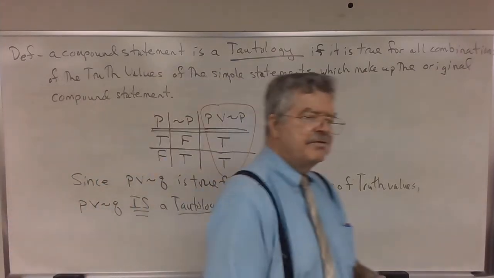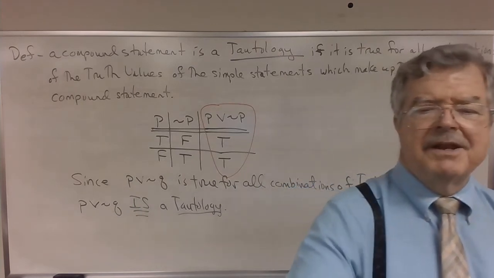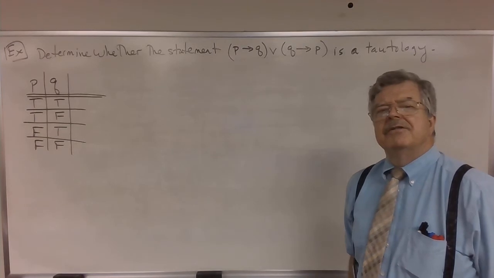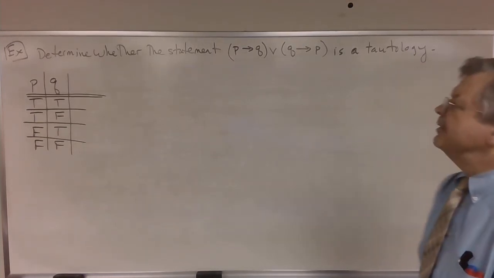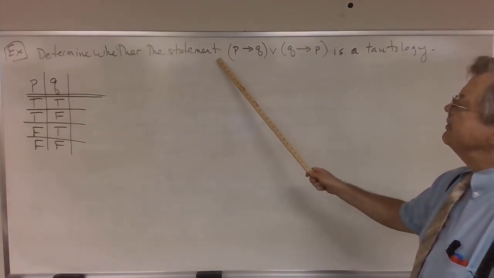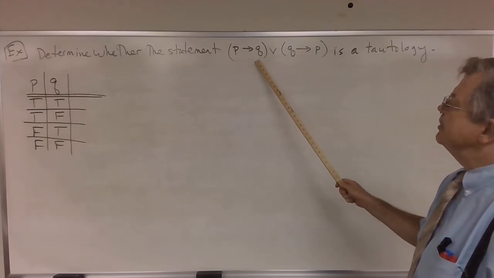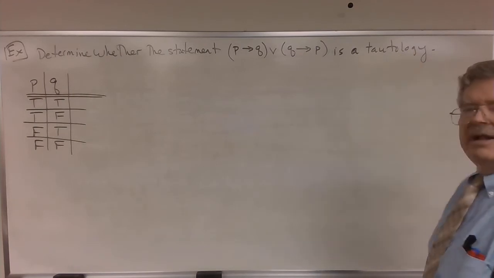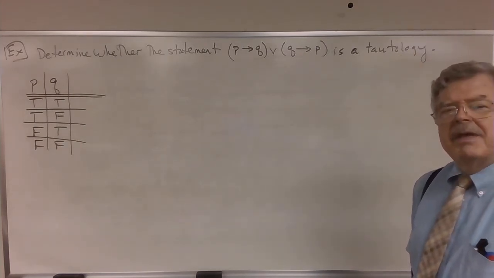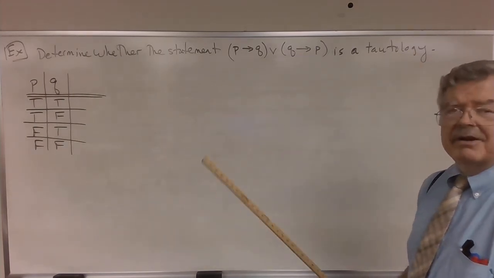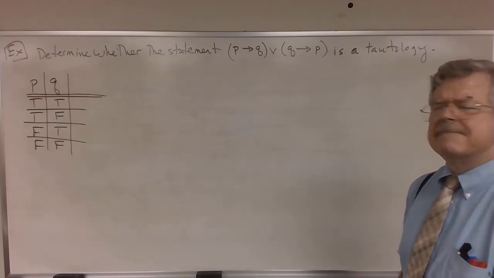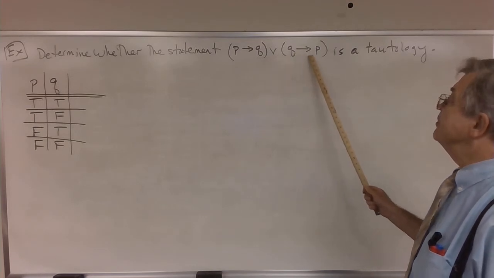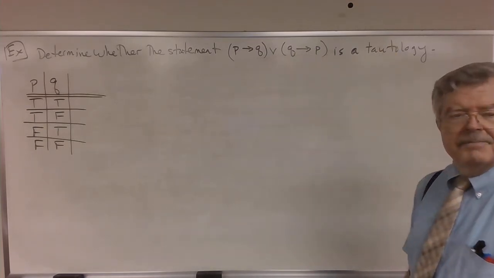Now let's take a look at something a little bit more complicated. Something with a little bit more substance to it. Determine whether this statement, P implies Q, or Q implies P, is a tautology. And maybe I can read that differently. If P then Q, or if Q then P, is a tautology.